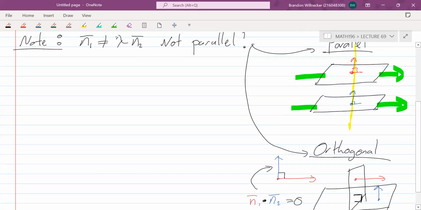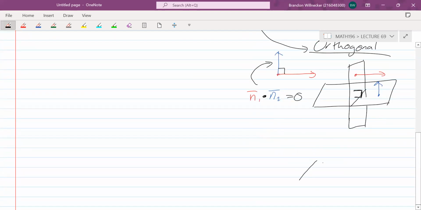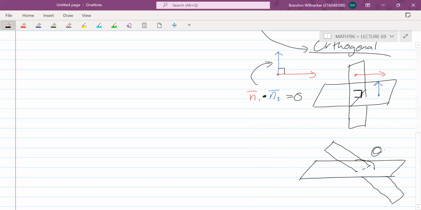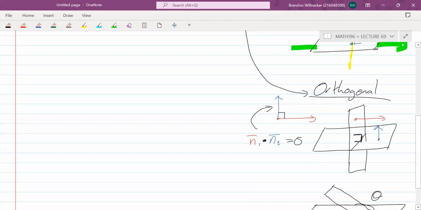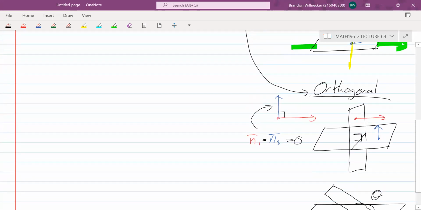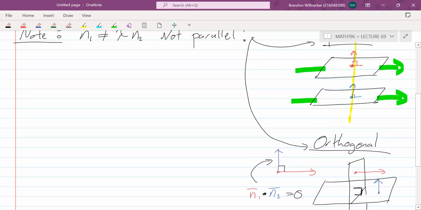And if it's not parallel and it's not orthogonal, then we have another picture like this, where it's at some other angle to each other, some different angle theta. So that's the general case if they're not parallel. They're at some angle theta to each other, and then a special case of that is if that angle is 90, then they are orthogonal to each other. So those are the different pictures that you should keep in mind when you're thinking about the orientation of planes.